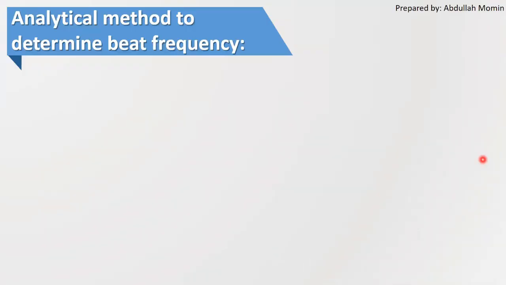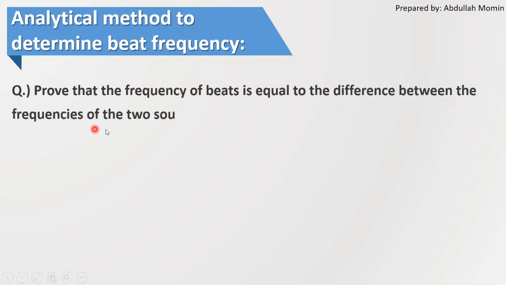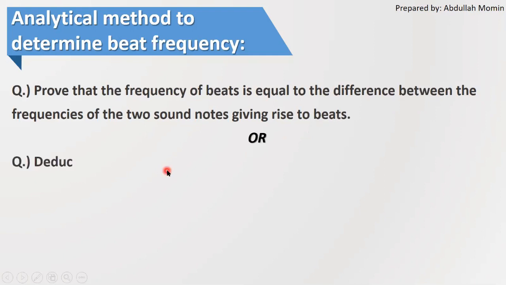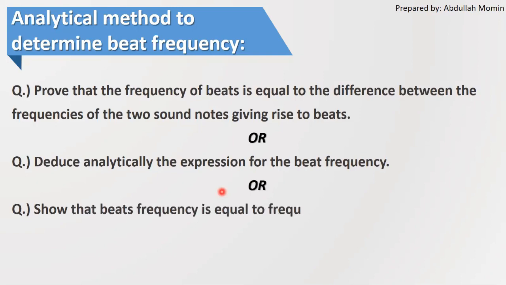So the question may ask on this topic like this: prove that the frequency of beats is equal to the difference between the frequencies of the two sound notes giving rise to beats, or deduce analytically the expression for the beat frequency, or show that beats frequency is equal to frequency difference between two interfering waves.